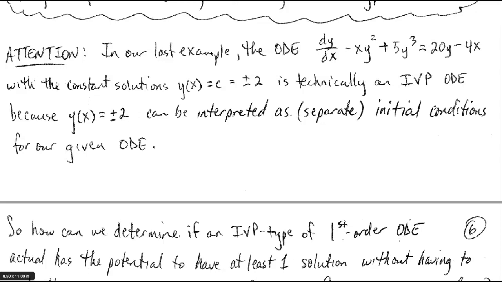So in our last example, one of the things I wanted to point out was that for this particular differential equation, with this result here, we can technically call this an initial value ordinary differential equation because y of x, where any value of x will do, will be equal to plus or minus 2, okay? It can also be interpreted as a separable equation because it's constant with those initial conditions.